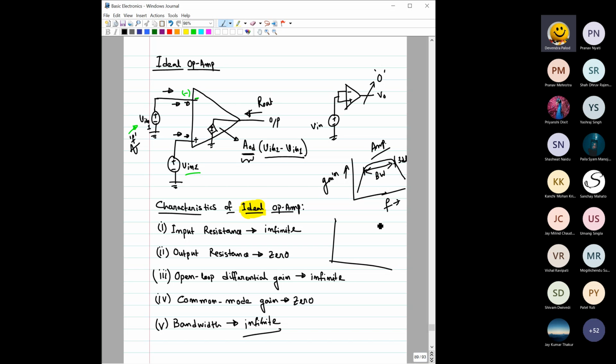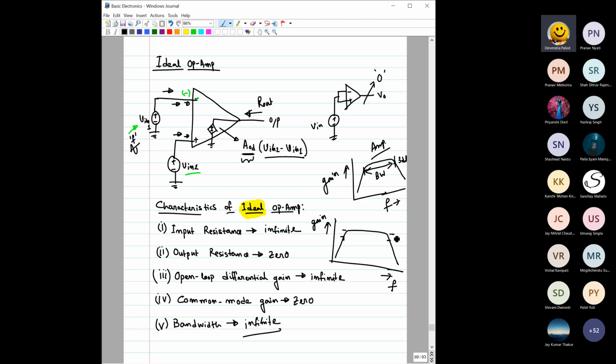If you have understood bandwidth: suppose you made an amplifier, then plot its gain versus frequency. You will find a characteristic something like this. This is the mid band characteristic. This is the lower side, where the gain will fall. This side also the gain will fall. Then from here you have to take that 3 dB point, right?